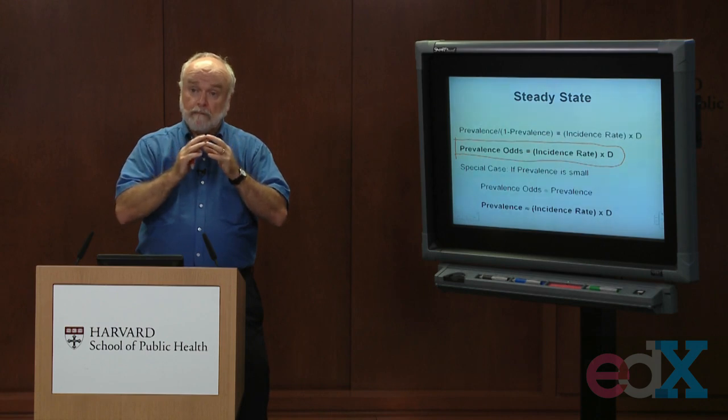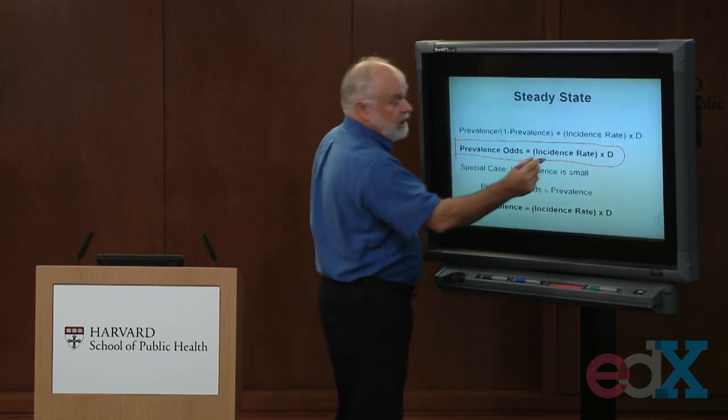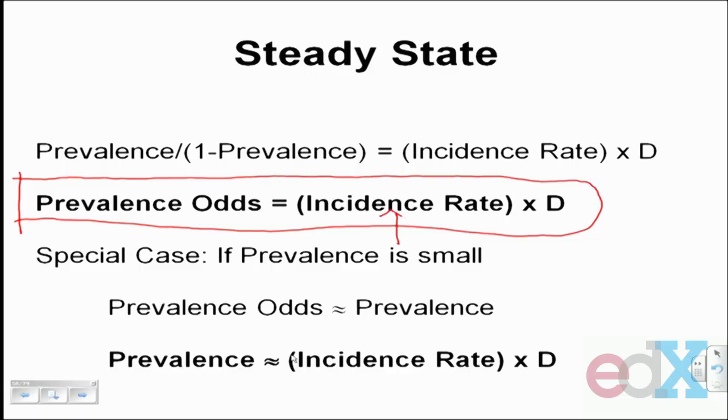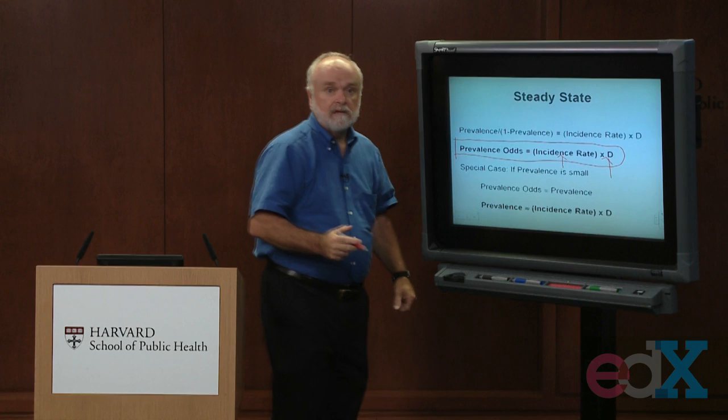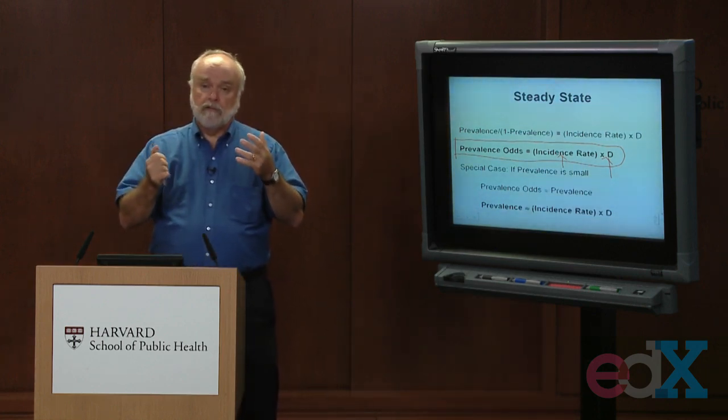High prevalence in a population can be caused by or attributed to either that population having a high incidence or having that population have a long duration of disease. So this formula, prevalence odds equals incidence times duration, is a mathematical expression of the relationship between incidence, duration, and prevalence in this steady state.